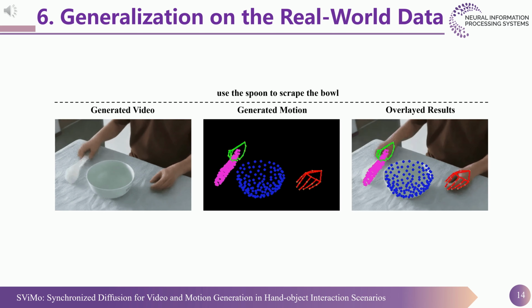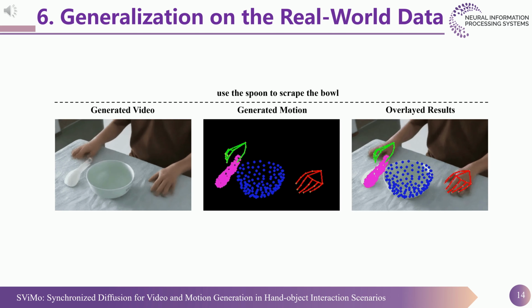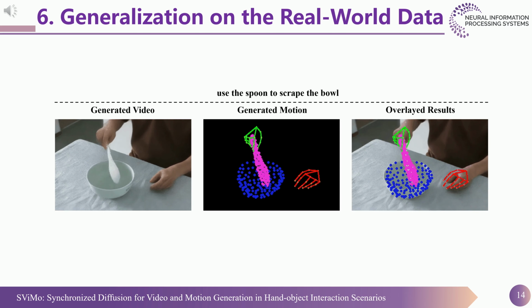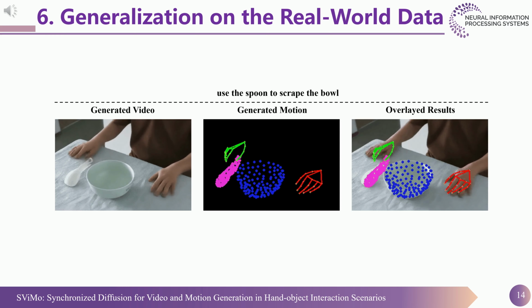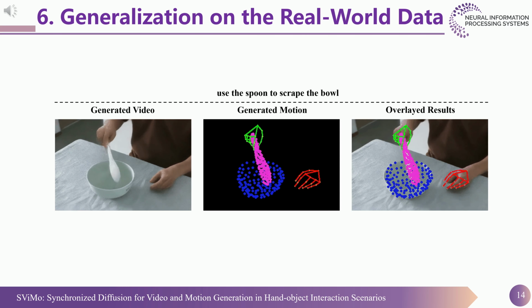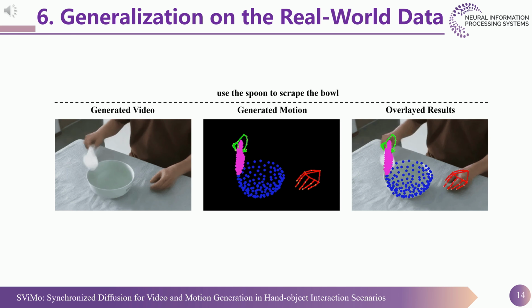The demonstrated interactive task is: use the spoon to scrape the bowl. This is the generated video. This is the generated motion sequence. Finally, to evaluate video-motion alignment, we overlay the two modalities as shown in the rightmost. The visualization results demonstrate our method's zero-shot generalization capability.